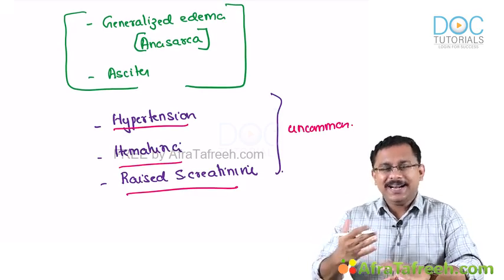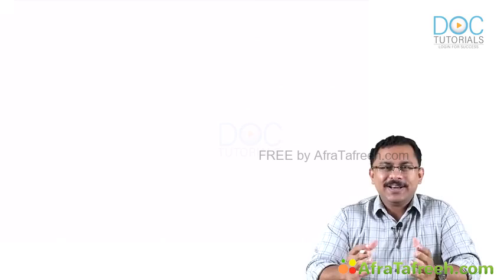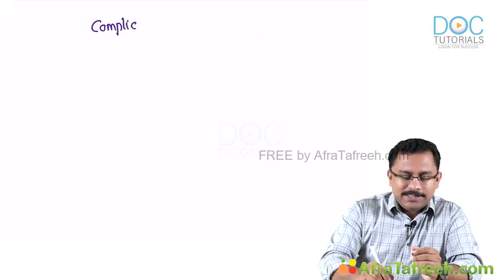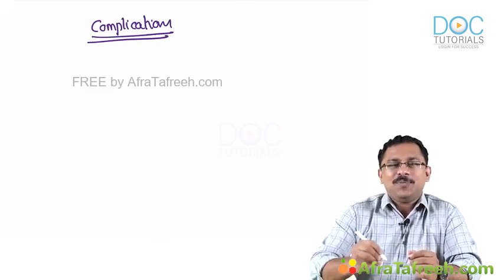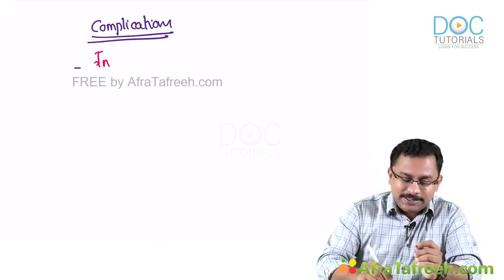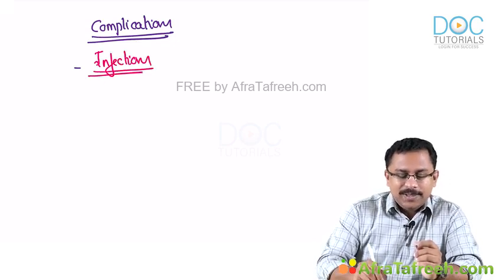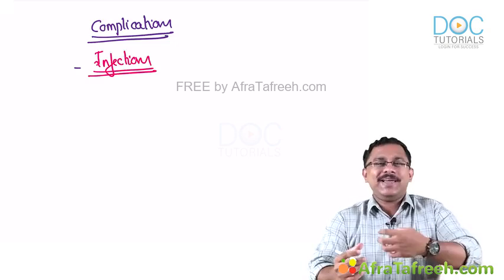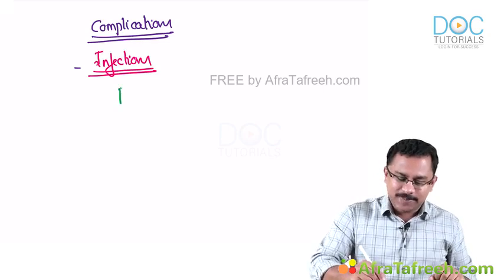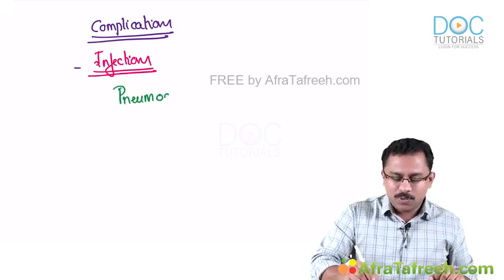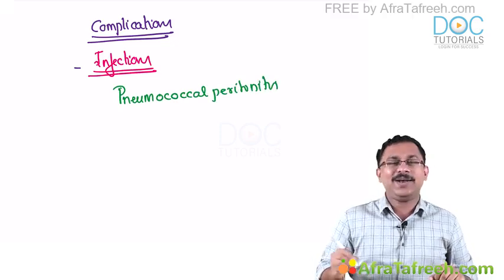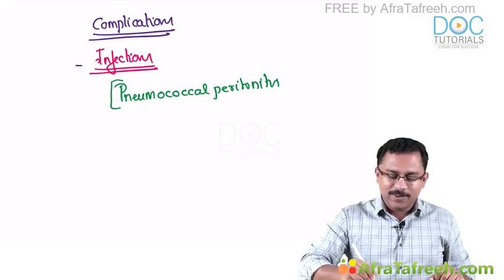And also remember, in the clinical course of patients with nephrotic syndrome, I already told you they are prone to certain complications, one of which is infections. Very important. So patients with nephrotic syndrome probably having ascites may develop a pneumococcal peritonitis. So that is again very, very important.